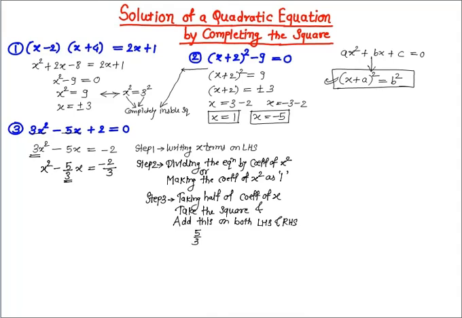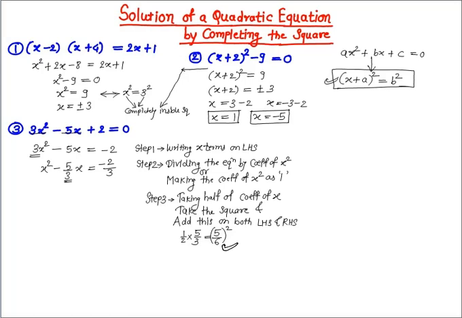If we multiply it by 1 by 2, we get half of 5 by 3. So that is 5 by 6. Now take the square of this. Add this term on the left hand side and right hand side of the equation. What do we get in step 3?